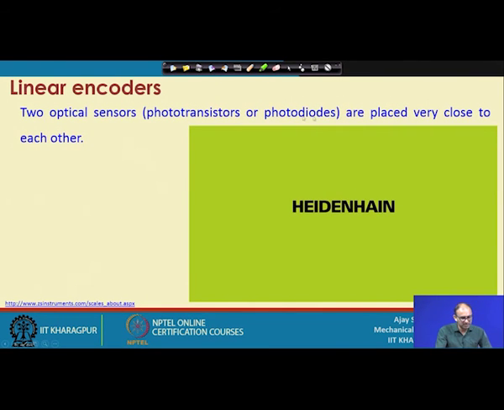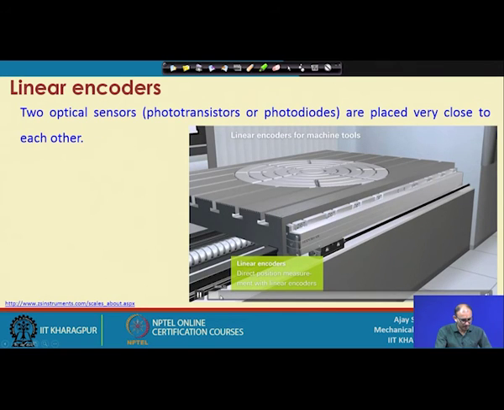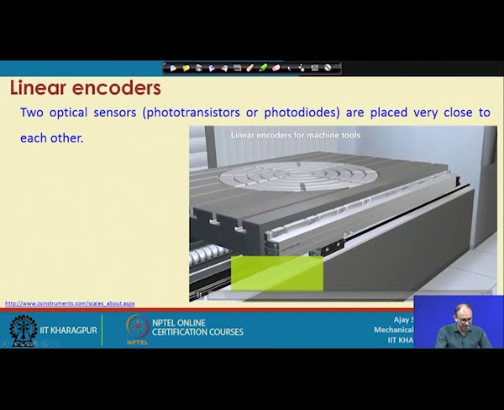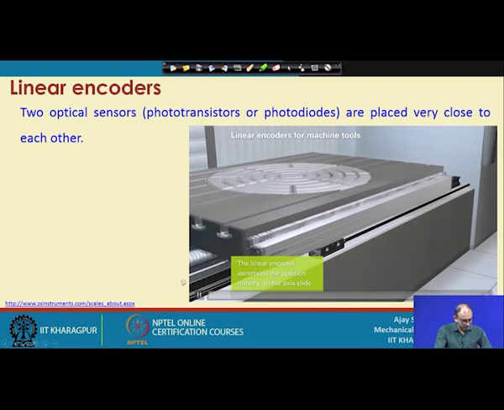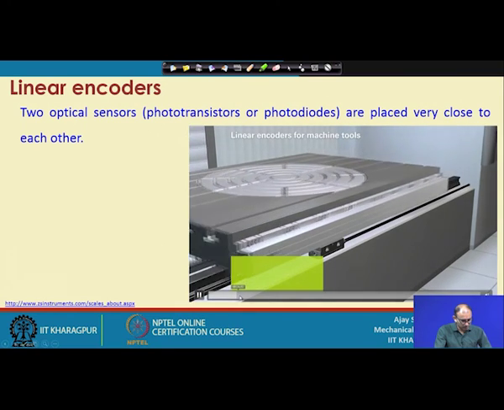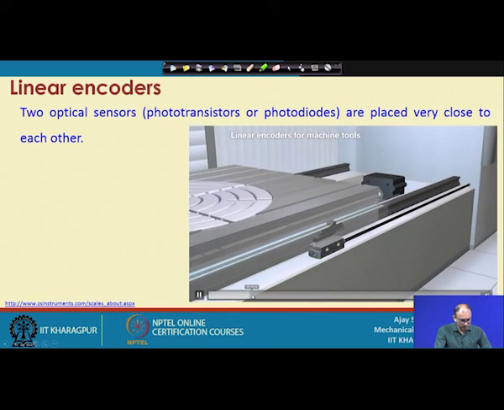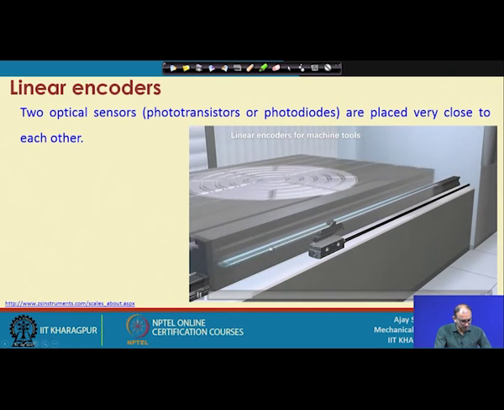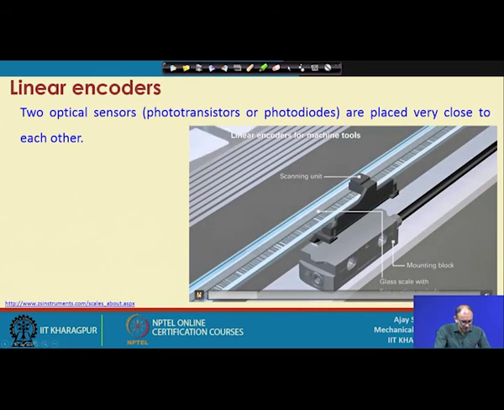So, two optical sensors are placed very close to each other. So, let us see this also. Yeah, so, this is called the encoder. So, the encoder is located here. So, you can actually get the direct position of this particular part. So, this is the mark that we have seen there also. So, there are two ways of doing that. Let me see if it is visible.